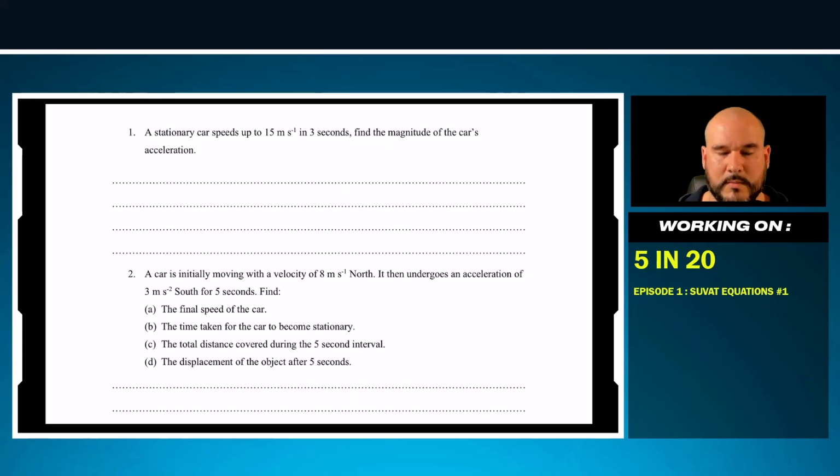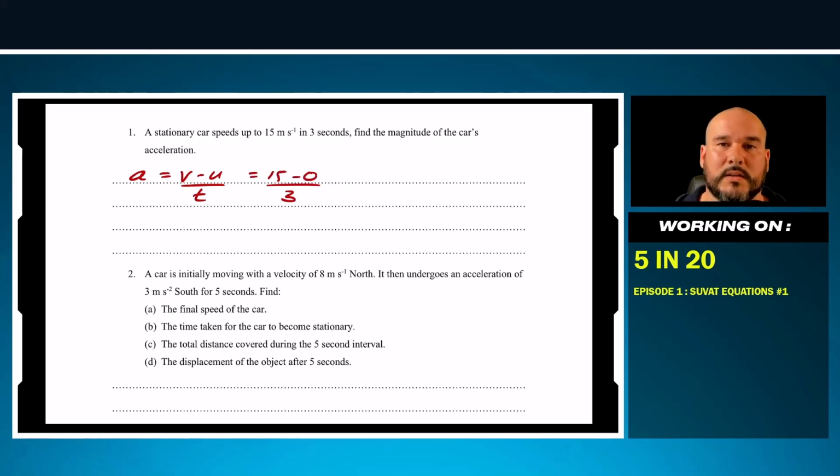Speed's up to 15 meters per second, so v is 15 meters per second, in a t of 3 seconds. Find a. We go through our SUVAT equations to find which one is the most logical to use. You want to find a, given that you have v, u, and t. It's nothing more than just the acceleration equation: a is equal to (v minus u) over t, and then we just plug in the numbers. There's nothing exciting to this question.